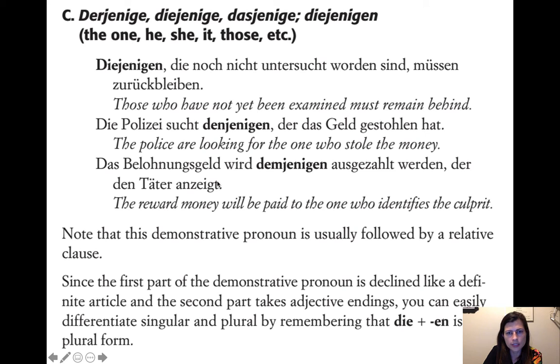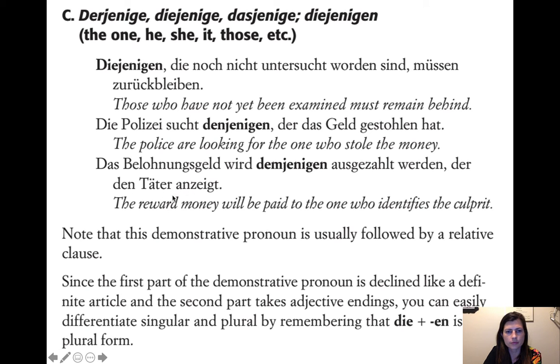Das Belohnungsgeld wird demjenigen ausgezahlt werden, der den Täter anzeigt. So the reward money will be paid to the one. Now we're in the dative. See how we have our dative article here? And then the adjective ending that would normally be on any adjective following this dative masculine. So to the one, and then we have to finish our verbs, and then we have our relative clause here.